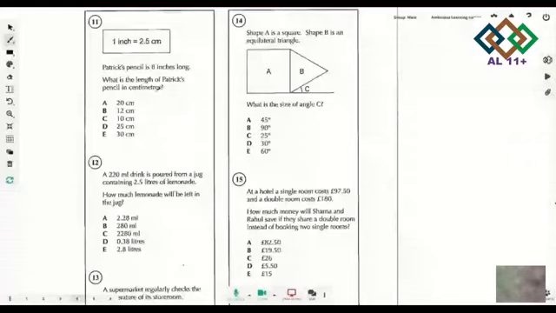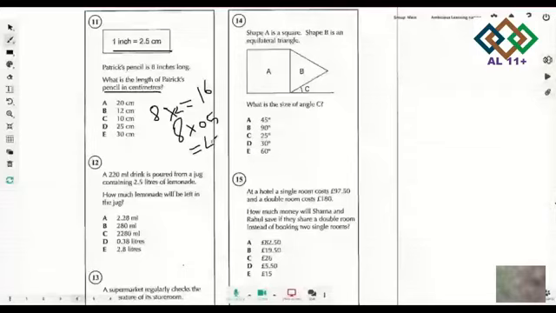You convert the centimeters, 2.5, into 2 and 0.5. Then you multiply each number by 8. So 8 multiplied by 2 will give us 16. That's not enough. And 8 multiplied by 0.5 gives me 4. I just need to add 16 plus 4, that's 20. And that gives me my answer as A.